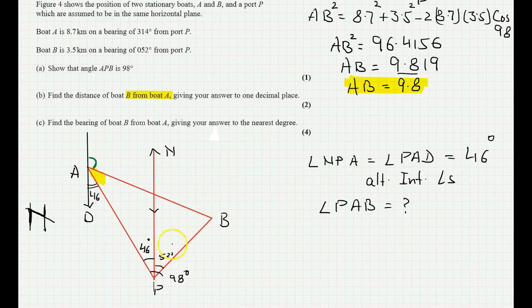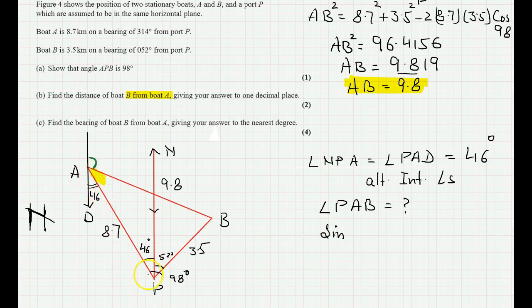We know this distance is 3.5 and we know this distance is 8.7. We have to calculate another angle. For this angle, the opposite side is known, and for this angle, the opposite side is known. We also know that this is AB, 9.8. So we can use the sine rule.